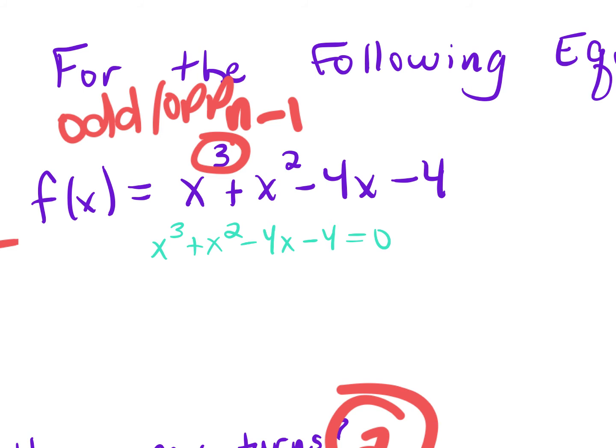First thing we look for is a GCF. Is there one? No. So now we group. 4 terms, we got to group. So I take out an x squared. Agreed? And then I'm left with x plus 1. What do I take out of the next one? Negative 4. Very good. And I'm left with x plus 1.